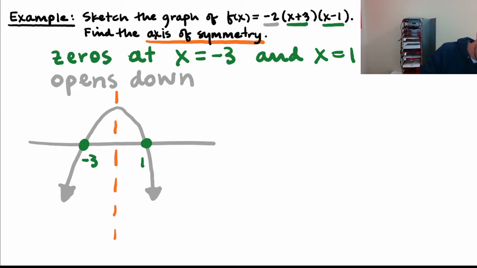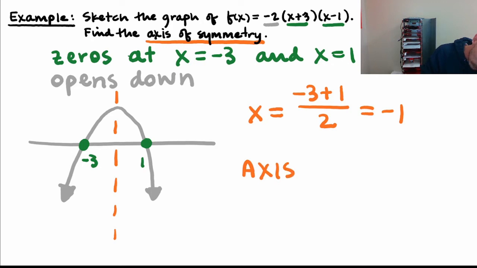And so in general, the formula is we're going to add the zeros together and divide by 2. The axis is going to be x equals, because it's a vertical line, we need an equation. I would take the first 0, add it to the second 0, and divide by 2, right? It's the midpoint formula really. So -3 plus 1 is -2, divided by 2 is equal to -1. So my axis of symmetry is x equals -1.